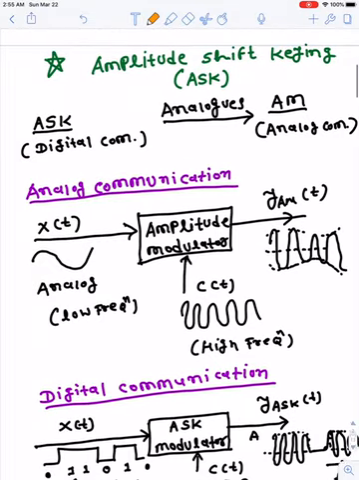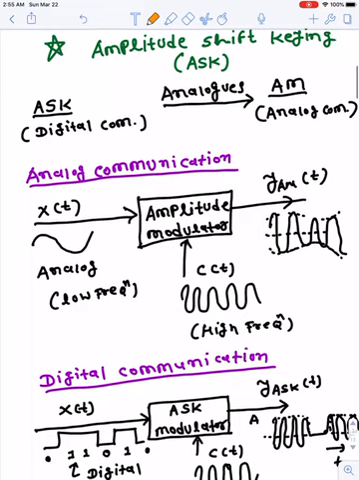Now we go in a detail of the amplitude shift key. It's simply known as the ASK. A stands for amplitude, S stands for shift, and K stands for key. This ASK digital modulation scheme is very similar to the amplitude modulation schemes that we have already learned in the last semester in the analog communication. So here we see the difference about amplitude modulation and ASK scheme.